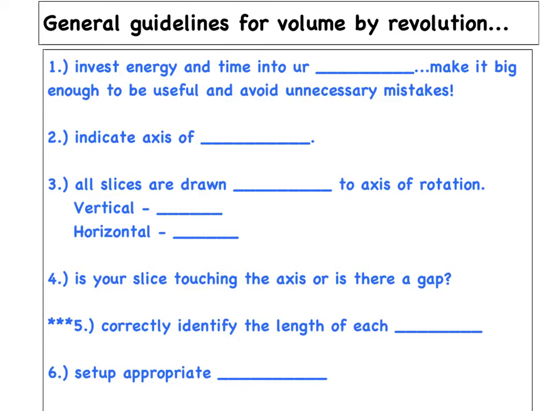So I want to really challenge you to invest your time and energy into that sketch. And if nothing else, just make them bigger than what they are. Because sometimes they're so small, they're not really useful. It's hard to draw the slice that we want to draw, and it's hard to draw those squiggly brackets and so forth. So then after we get that done, we're going to indicate the axis of rotation. Again, another good habit so that halfway through the problem we don't lose sight of what we're trying to revolve it around. And all slices are drawn perpendicular.